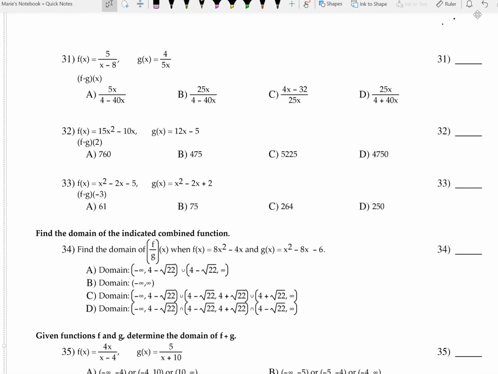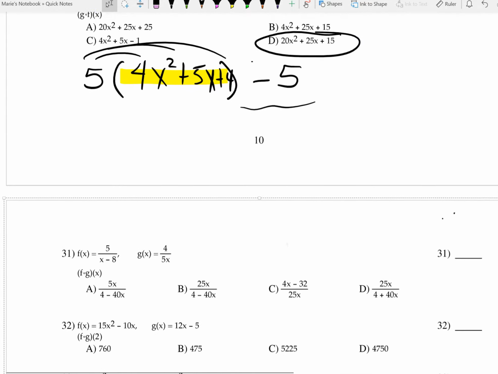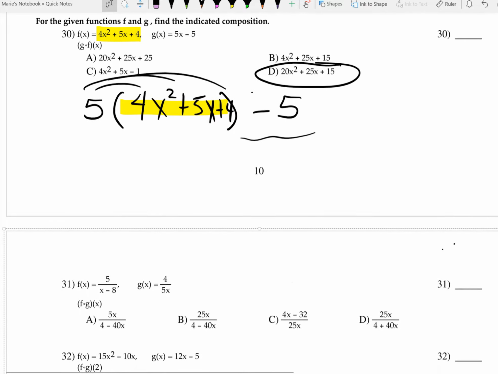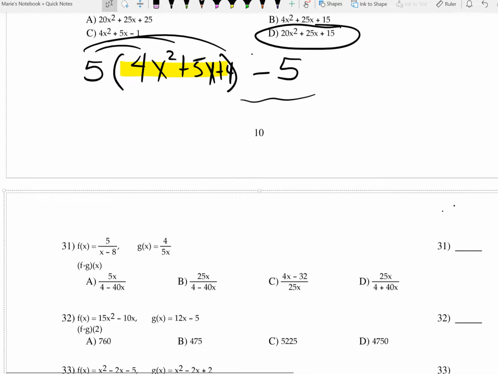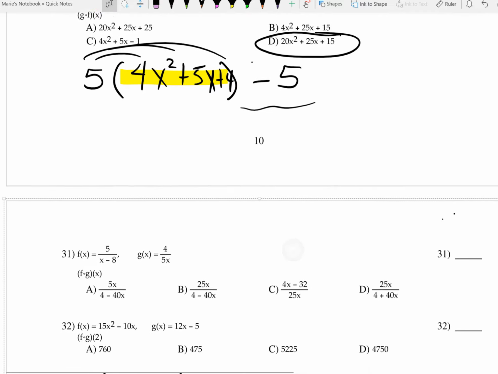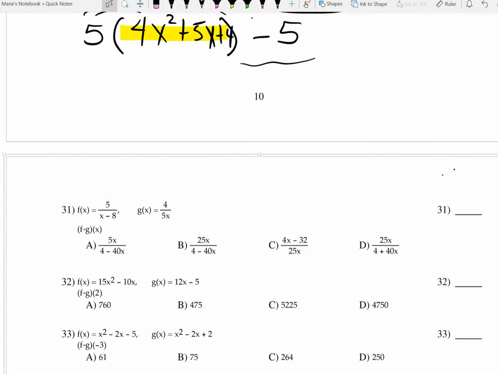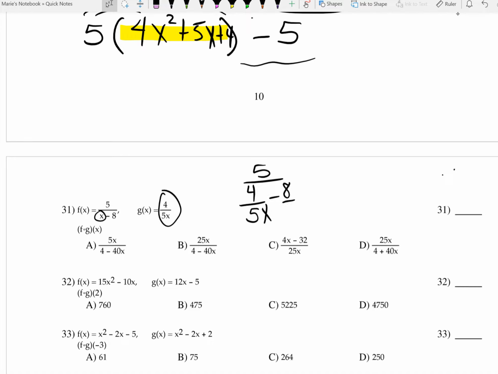So we're going to continue the review, and I'm going to start with 31. What I would recommend is, because they're asking you to do f of g in this case, we're going to substitute in this function. So you end up with 5 over 4 over 5x minus 8, technically over 1.